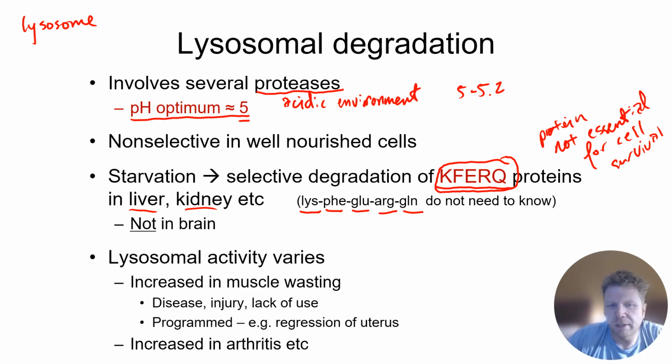Now, lysosomal activity is going to vary a little bit. So that lysosome is going to be more active in muscle wasting. So in a disease state or an injury or a lack of use, so muscle atrophy, you're going to activate lysosomal degradation. Now, there's also certain physiological circumstances. Regression of the uterus is going to initiate this lysosomal degradation. It's also increased in arthritis and, I believe, in certain autoimmune diseases.